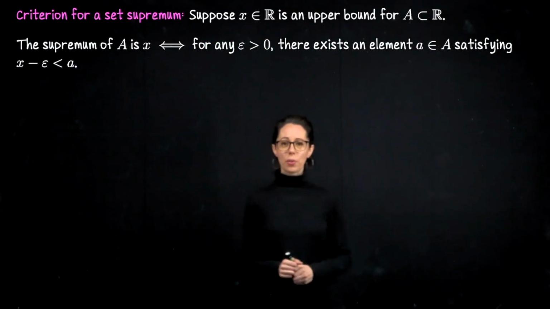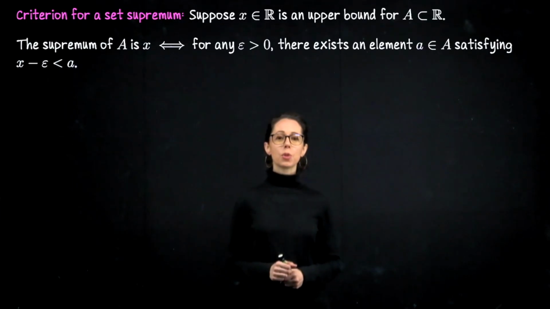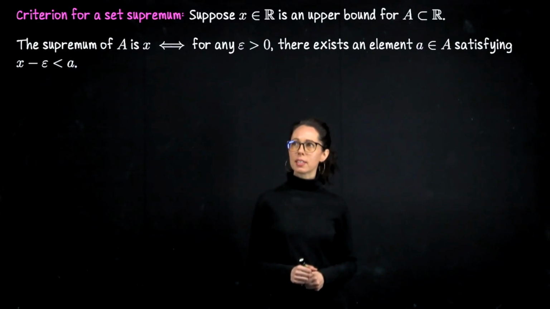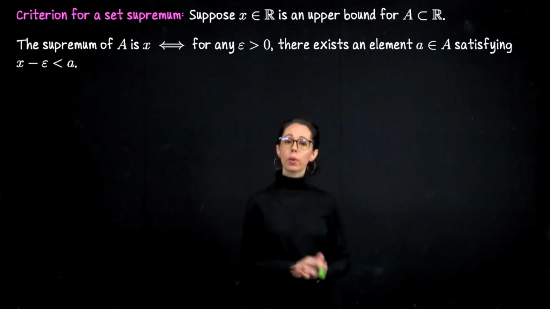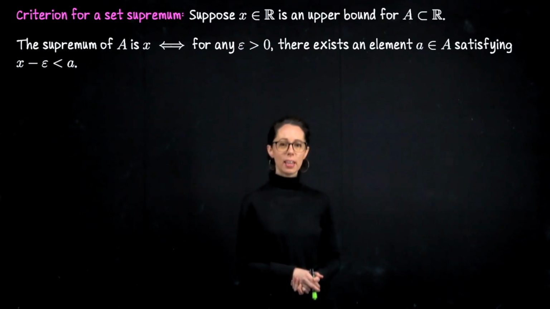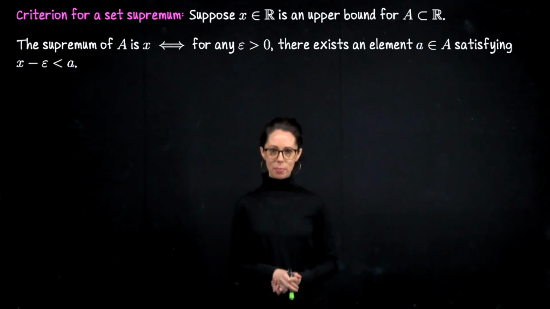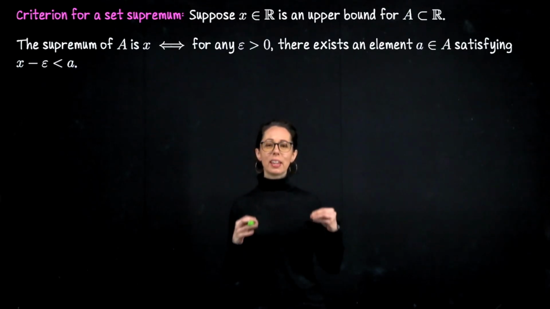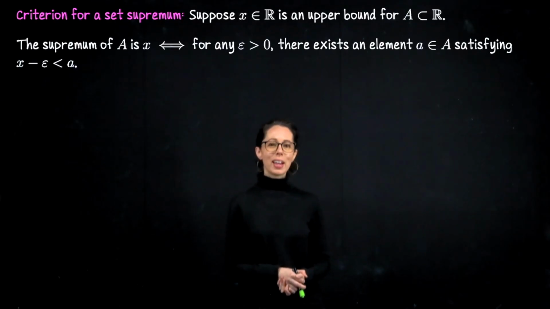Here's an important result that we will call the criterion for a set supremum. I may also call this just criterion for sups, or even criterion for sups and infs, because you can also convert this statement into a condition about a set infimum for a set which is bounded below, and I encourage you to try to come up with that statement on your own.